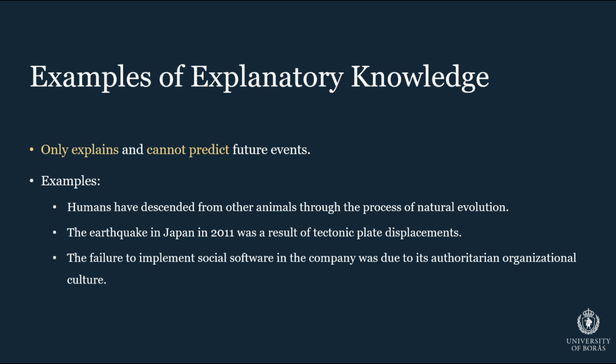Below we present a few examples of explanatory knowledge. Humans have descended from other animals through the process of natural evolution. The earthquake in Japan in 2011 was a result of tectonic plate displacements. The failure to implement social software in the company was due to its authoritarian organizational culture.